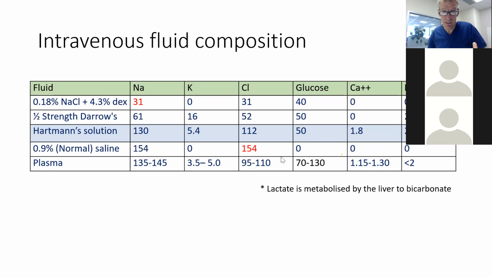Normal saline doesn't have any glucose in it. And another one called half-strength Darrow's solution, which again was used as a rehydration solution for many years and has become a bit less commonly used recently. I think Hartmann's solution is probably the best sort of solution to use. And I'll just explain why.